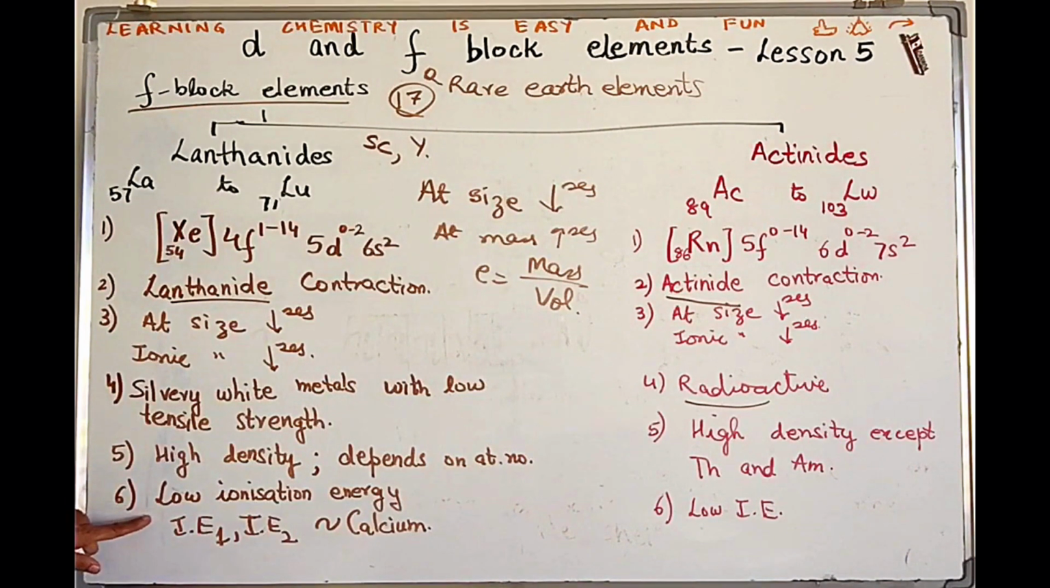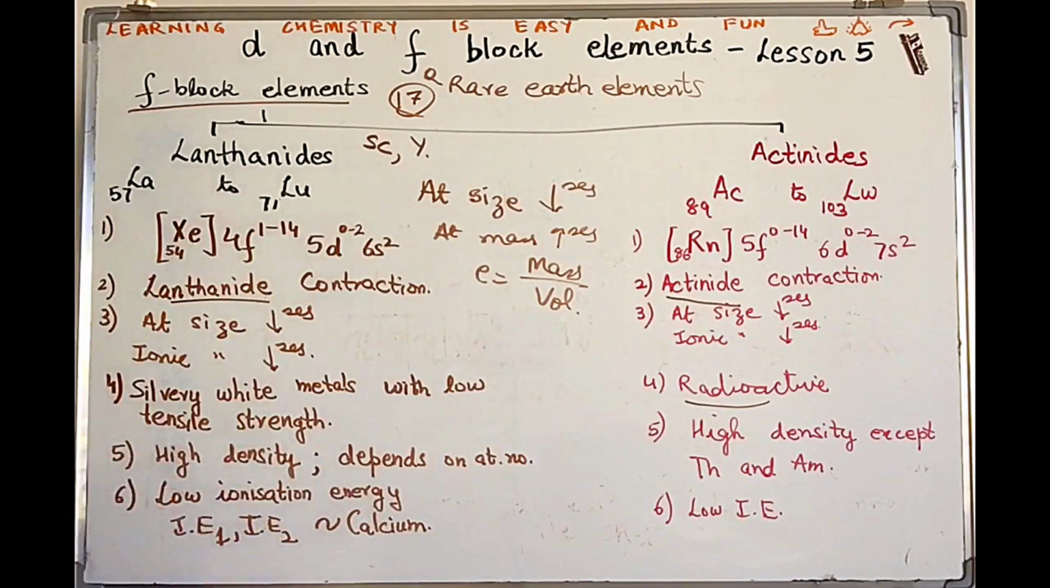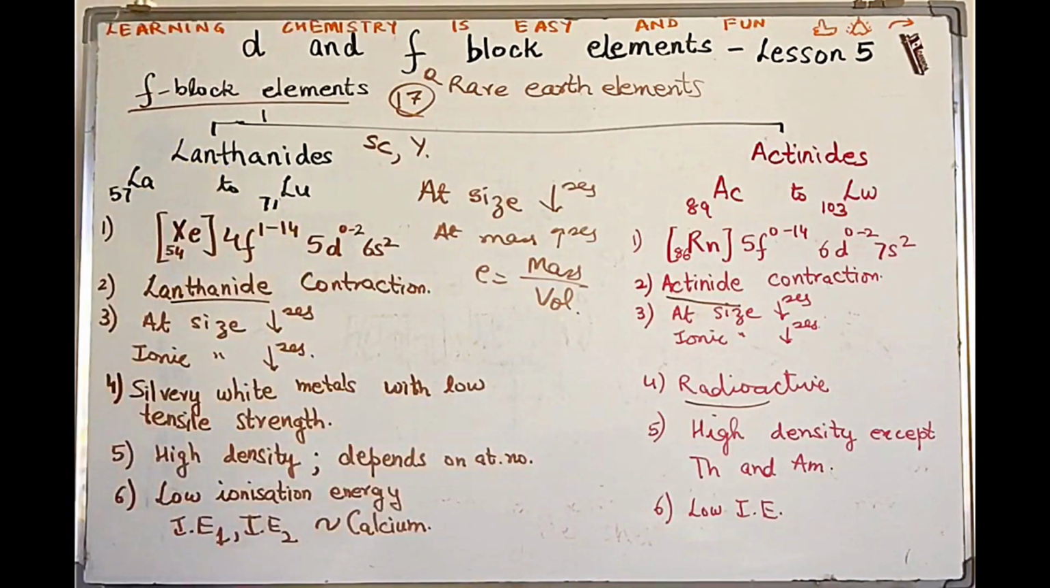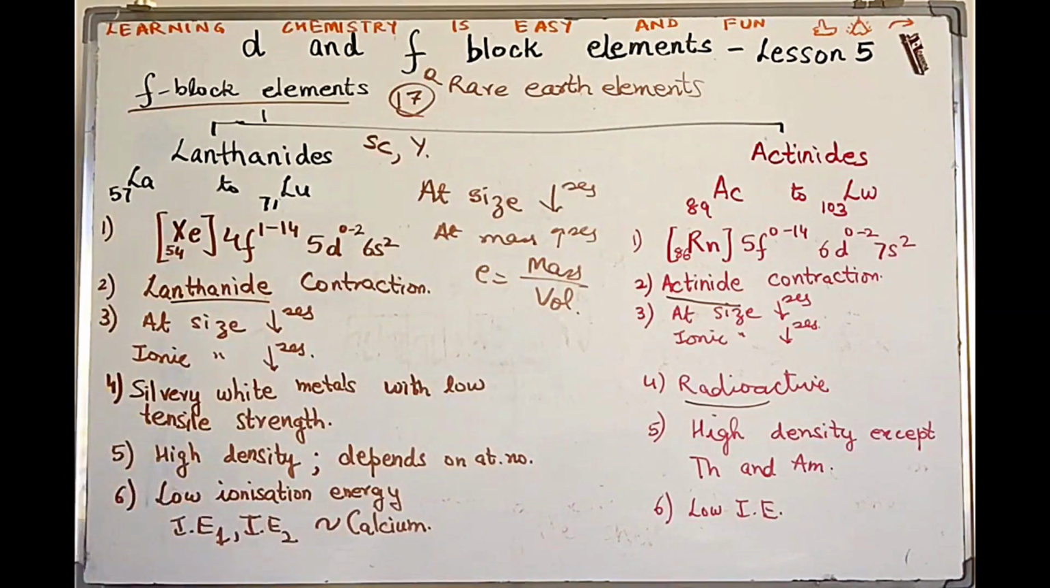Their ionization energy is low because of the shielding effect of the f electrons. Similarly, actinides also, whatever little we know, it says that ionization energy is low. In fact, in the case of lanthanides, the first and the second ionization energy is so low that it resembles almost the behavior of calcium in the s block elements, right?